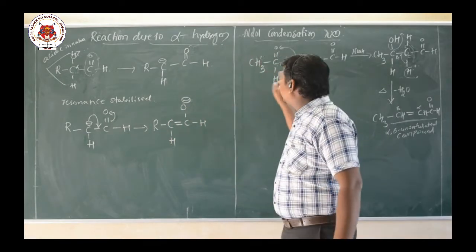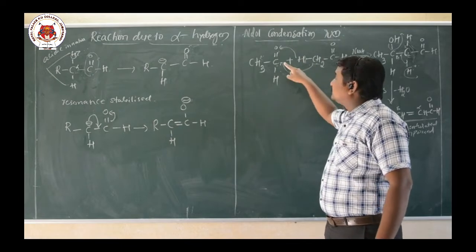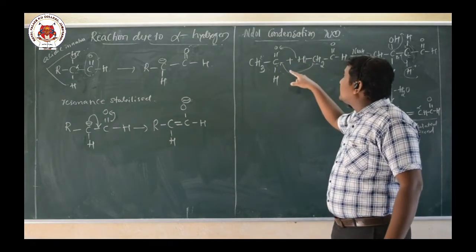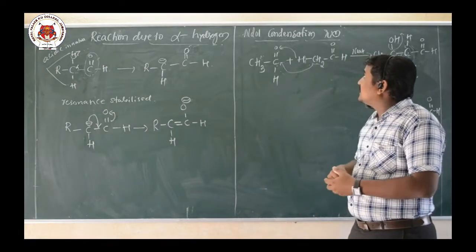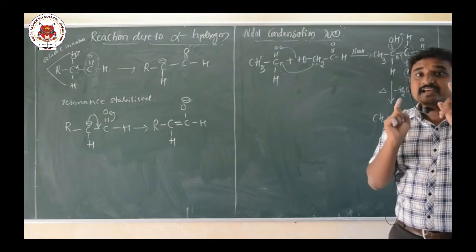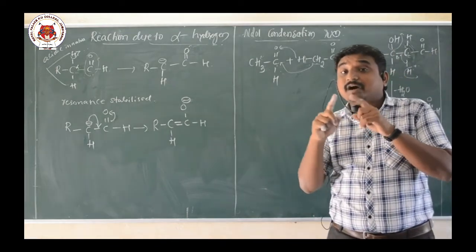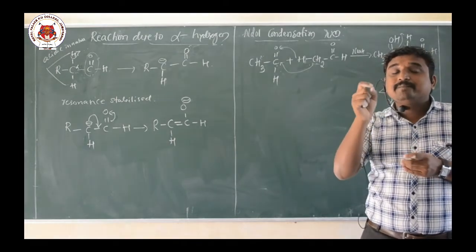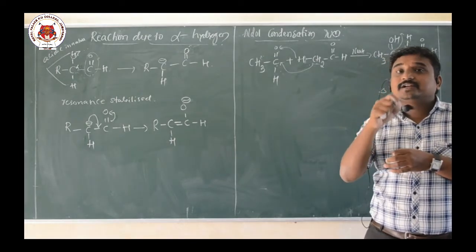So here aldol condensation reaction means the condensation takes place between the same aldehyde or same ketone. Here I have taken the same aldehyde. Similarly you can do the same reaction for the ketone. So this is about the aldol condensation reaction. It is a reaction between two same aldehydes or two same ketones. You will get alpha beta unsaturated compounds only.